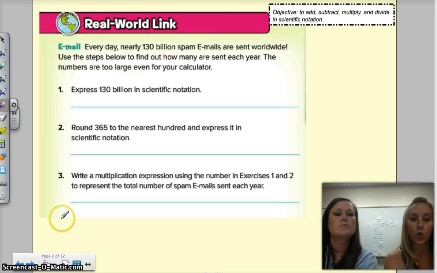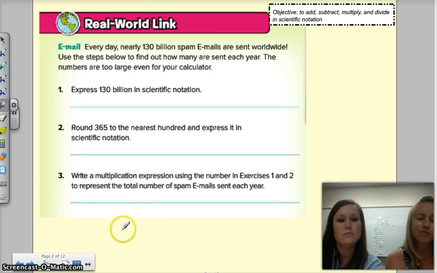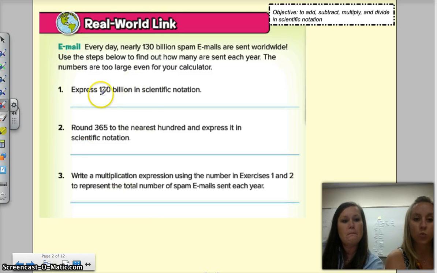Okay, real world link. Every day, nearly 130 billion spam emails are sent worldwide. They are all coming to my inbox. Use the steps below to find out how many are sent each year. The numbers are too large even for your calculator. Okay, so express 130 billion in scientific notation.